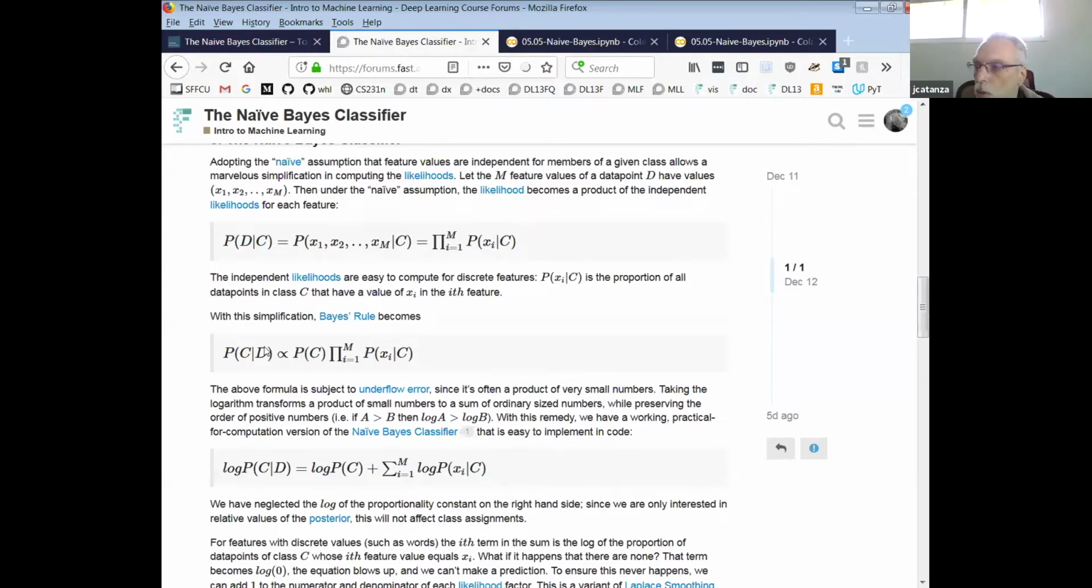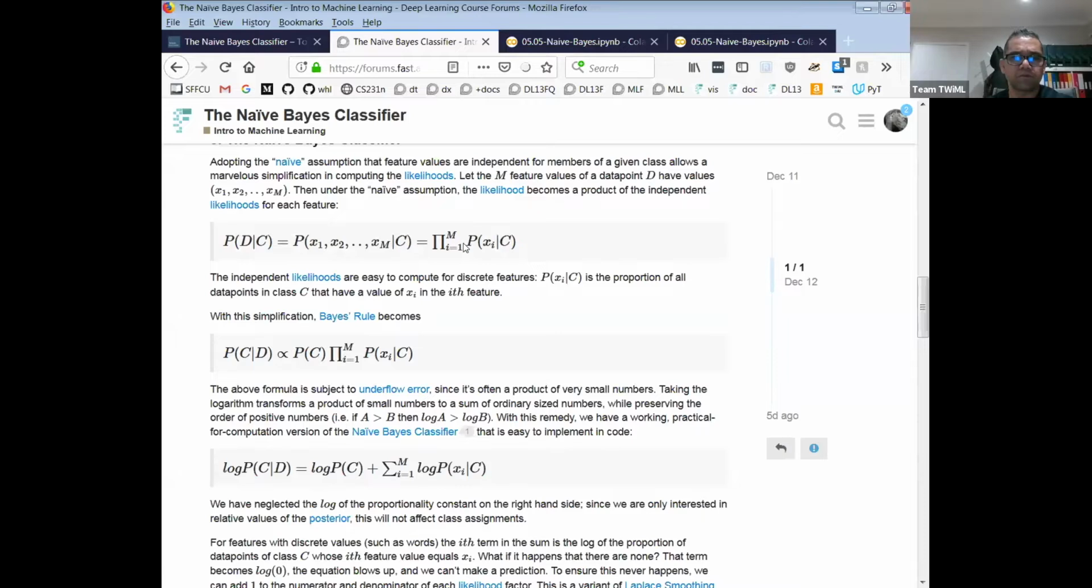Sure. So you want me to sort of go over this equation? Yes, please. Okay. So we're making an assumption that the feature values are independent of each other. So the probability of having a given set of feature values given a class becomes the product of probabilities of having the independent feature values. Does that make sense? This equation here?